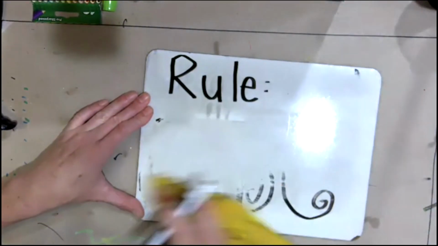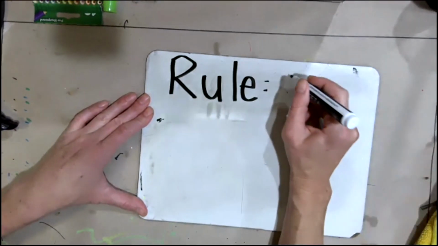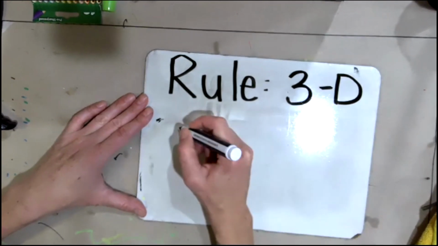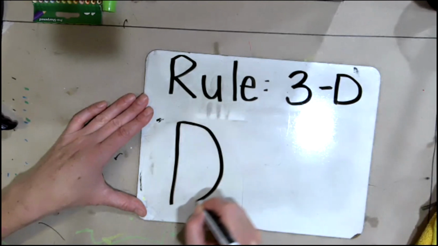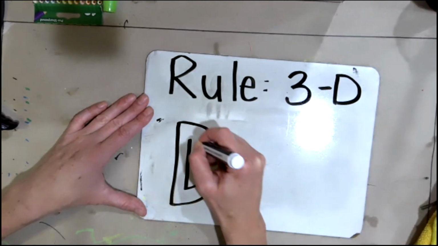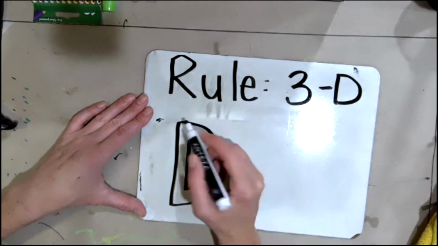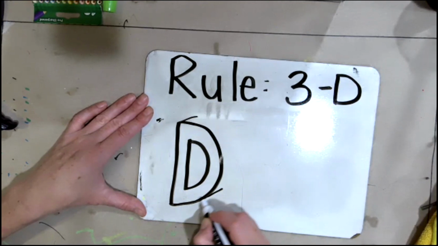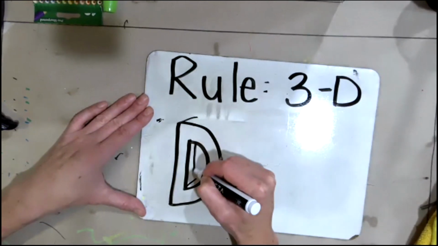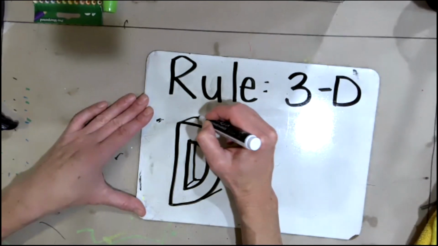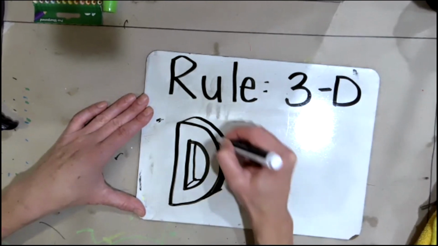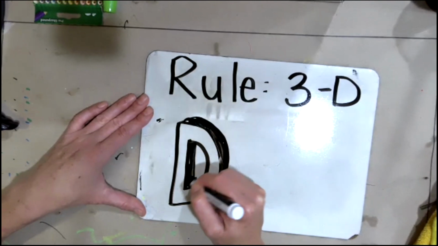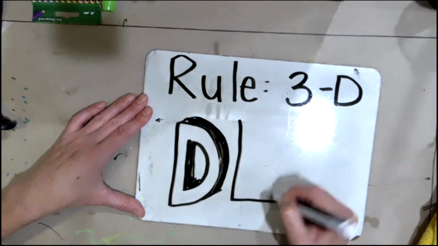Maybe I want to create 3D letters. First, I draw my letter, then trace inside or outside and apply a diagonal line to one side of my letter and then connect it and color it in. The letter D, E.